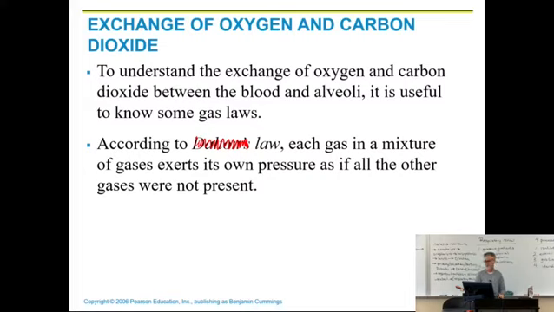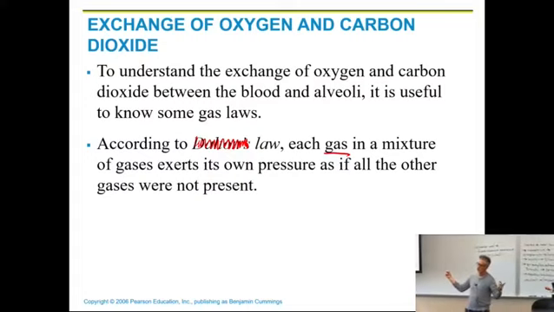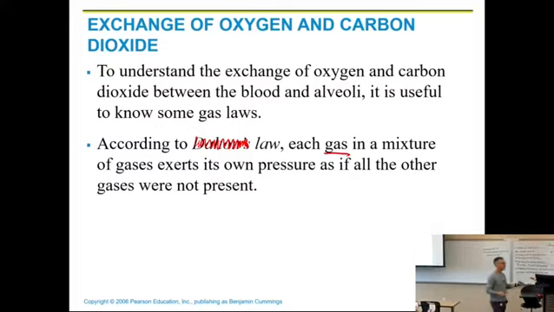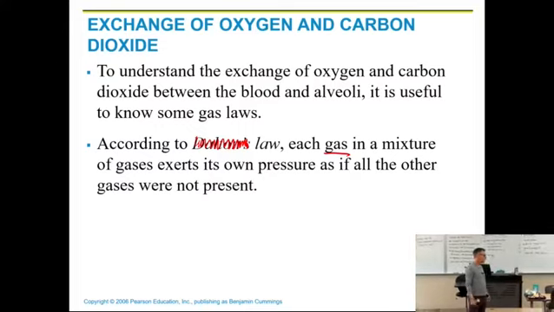Who is Dalton? Dalton had to do with gases in a mixture. So the deal here in terms of what's important in terms of respiratory system is that when we're breathing in air, it's a mixed gas, okay? Now, of that mixed gas, we are interested primarily in oxygen and carbon dioxide in there.